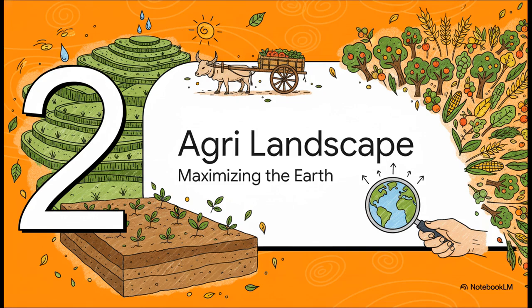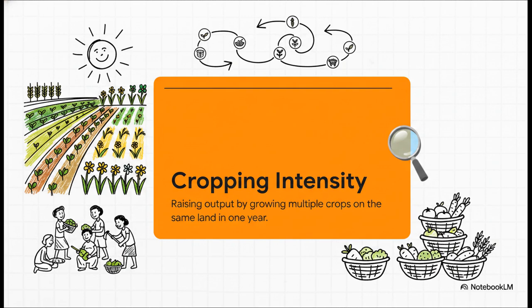Moving right along to Section 2, India's agricultural landscape: maximizing the earth. Let's see how India manages to pull such incredible output from this finite space. Since India can't just create new land out of thin air, the key here is something called cropping intensity. Basically, if you can't expand the physical borders of your farm, you have to farm that exact same plot more times a year. It's a brilliant land-saving strategy that raises the total output per unit of land.